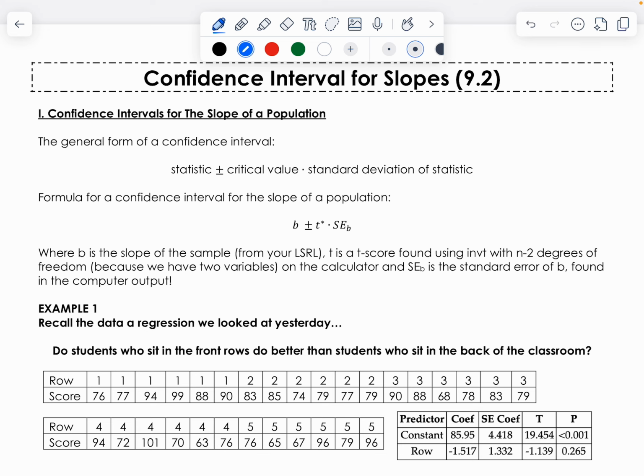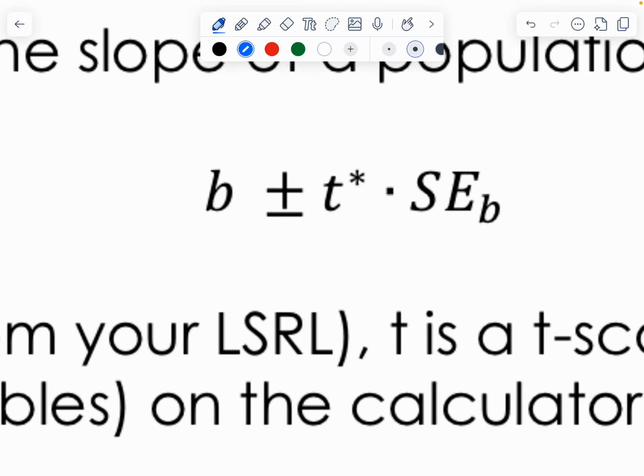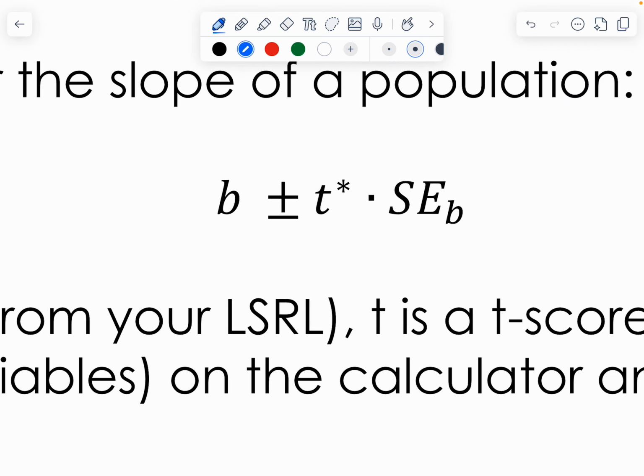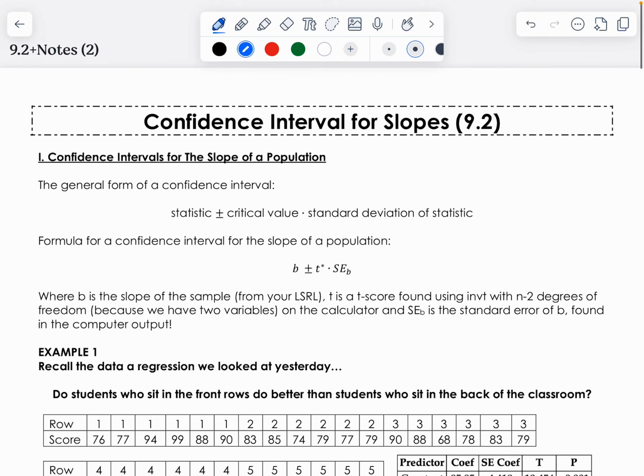And so for our confidence interval, this is the b-value, right? That's your slope, your sample slope, plus or minus our t-score that we get from inverse t, times the standard error of your slope b. All right. And that's broken down here down below. The big thing to remember is that t is a t-score found using inverse t with n minus 2 degrees of freedom because we have two variables.